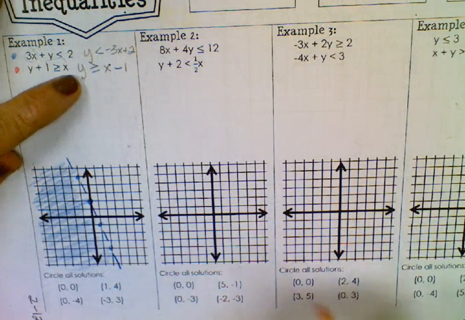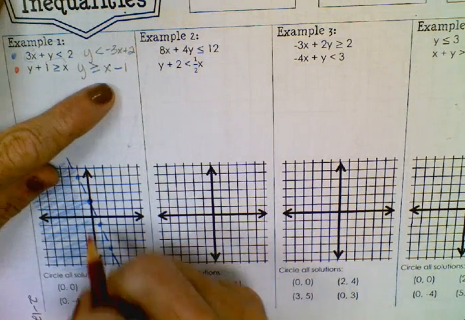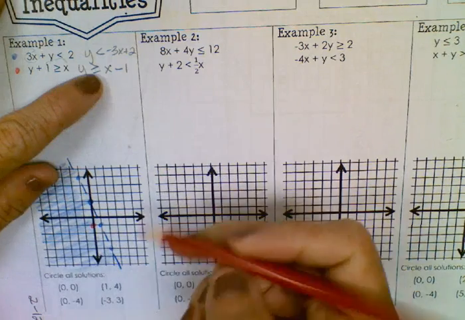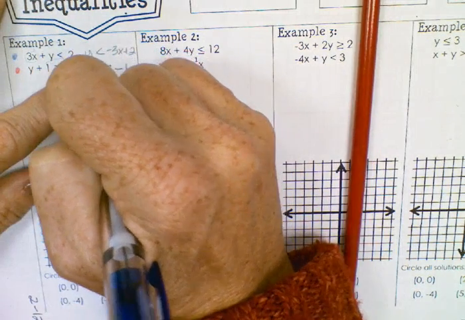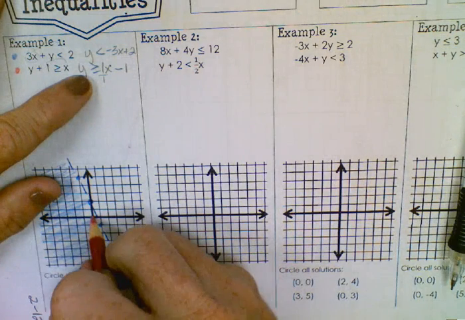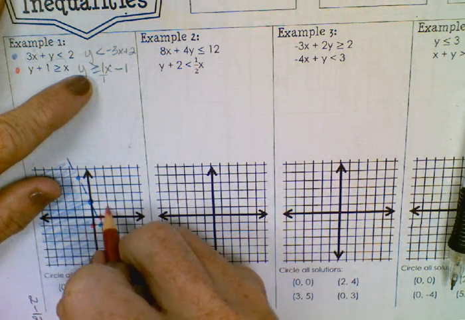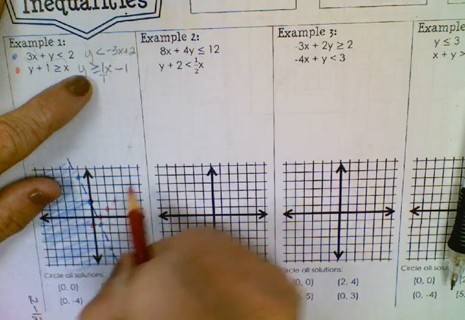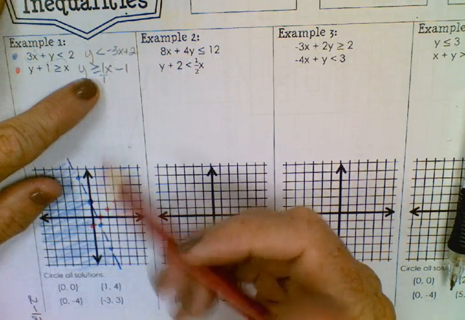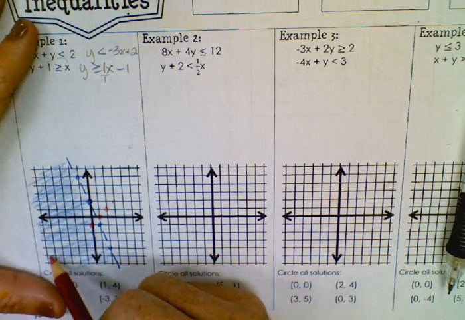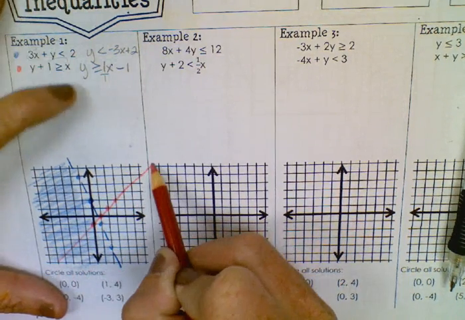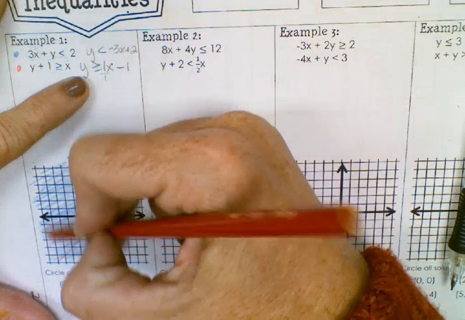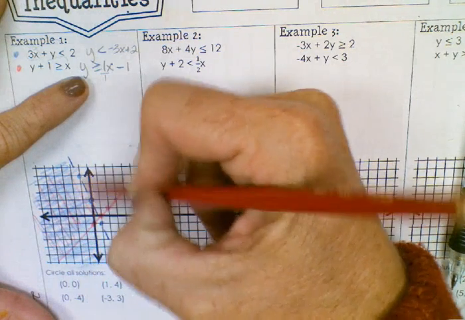Now I'm going to graph my other line. I'm going to begin at negative 1. My slope, if there's nothing there, I know that it's a 1, which is the same thing as 1 over 1. So I'm going to go up 1 and over 1. Up 1 and over 1, all the way up. That's going to be a solid line because it is greater than or equal to. And because it is greater than, I'm going to shade everything above that line.